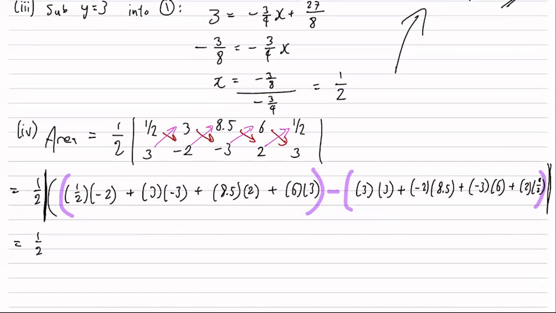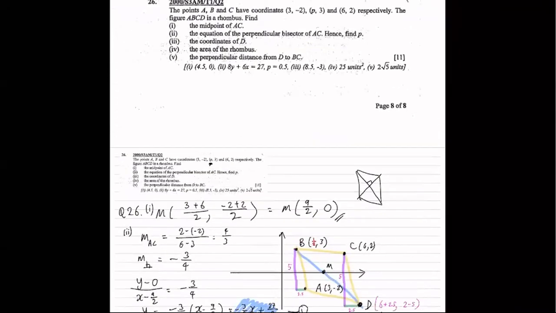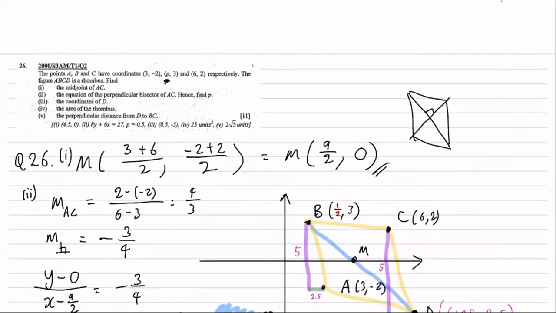Oh, I forgot to copy down the modulus. I think it's a 25. Minus away. Wow. -25. Is it correct? Okay, good. Then as a result, we get 1/2 times modulus of 50. Since it's already positive, we can drop the modulus. Just 1/2 times 50, which is 25. Okay? Unit square, sorry. Yep. Good. 25.